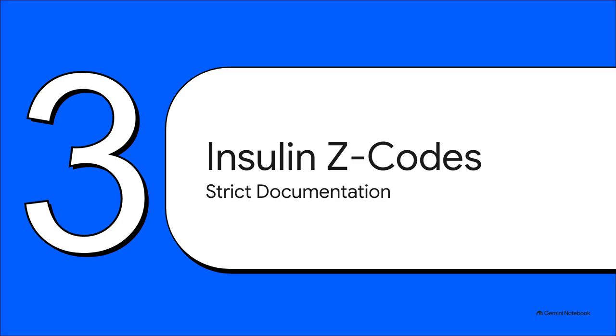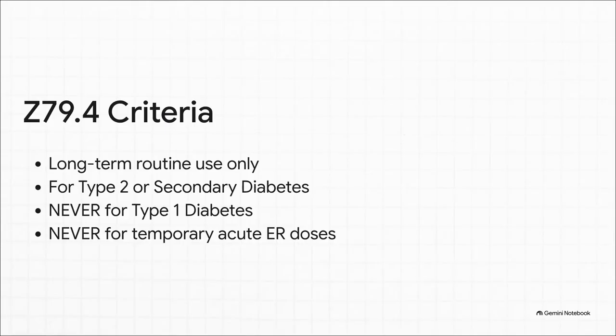This is an area where auditors consistently find errors, so definitely pay close attention to this part. All right, here are the strict, non-negotiable criteria for Z79.4, which represents long-term current insulin use. You only ever assign Z79.4 for routine insulin use with type 2 or secondary diabetes. It is strictly forbidden on a type 1 claim.